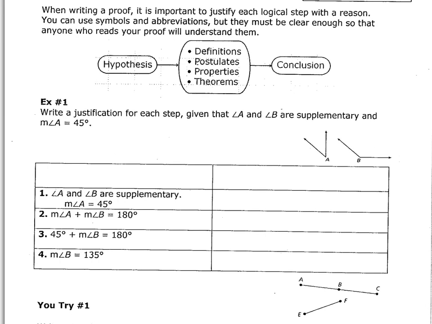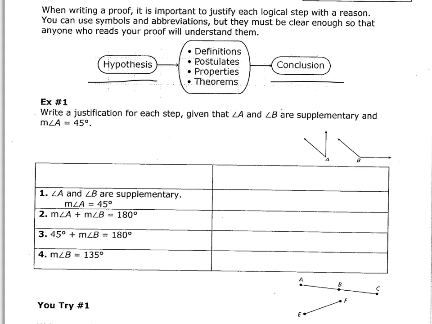Up top it says, when writing a proof, it is important to justify each logical step with a reason. You can use symbols, abbreviations, but they must be clear enough so that anyone who reads your proof will understand them. And when you start with your proof, you'll always start with your hypothesis. Your hypothesis will lead you to different definitions, postulates, properties, and theorems that will help you prove your conclusion. So it's just a three-step process that will help you prove whatever theorem they're asking you to prove.